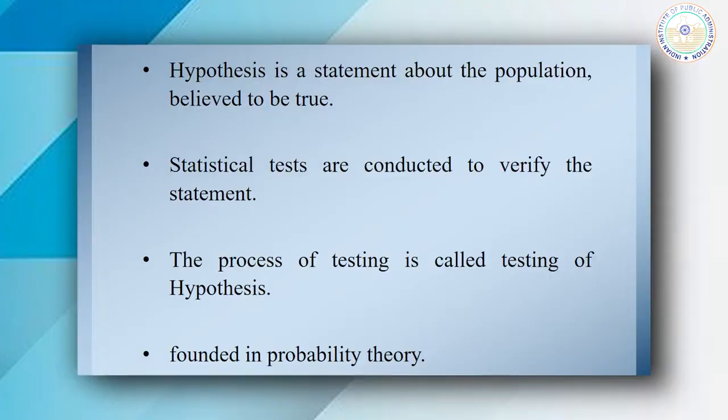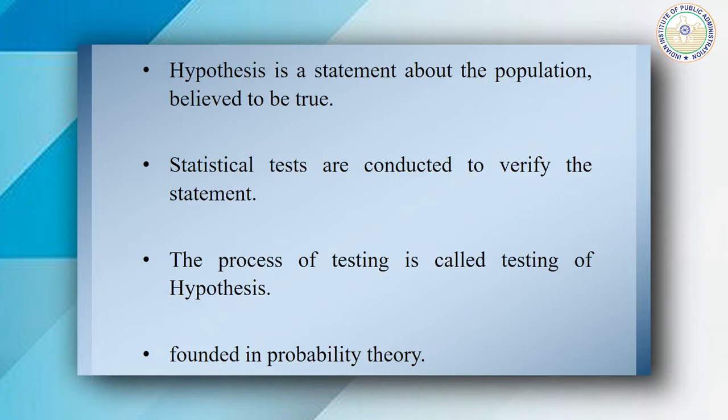In our last two sessions, we have seen various steps and stages of the research process. Today, let us discuss one more step, that is how to formulate the research hypothesis. Let us define what a hypothesis is. A hypothesis is a statement about the population which is believed to be true. Statistical tests are conducted to verify the statement. This complete process of testing is called testing of hypothesis.